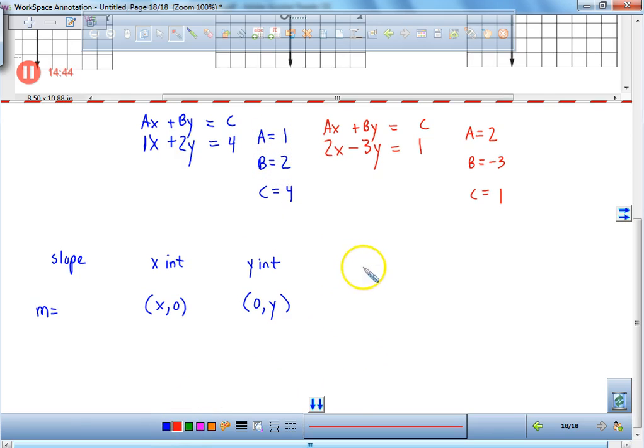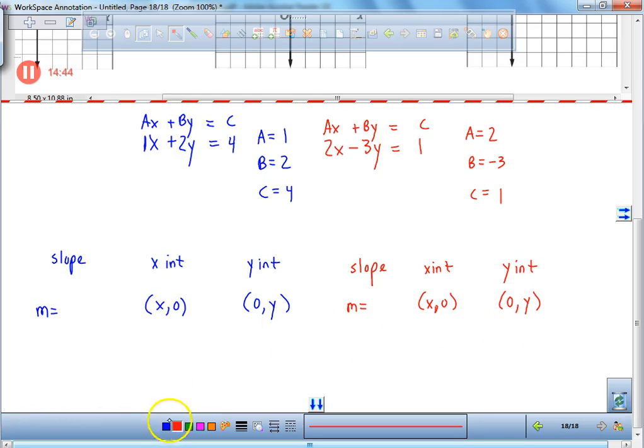So make some columns here, all right, if you want to, or rows, whatever you want to do. We're organizing. We're going to find the slope, which is the m value. We're going to find the x-intercept, which is the place on the graph where the line hits the x-axis where y is 0. And we're going to find the y-intercept where the x value is 0, and then wherever it hits the y-axis on that line. So write those down real quick.